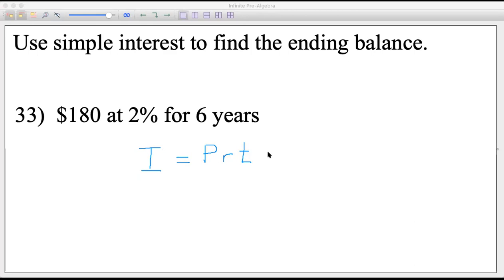I is for your interest. This was last night's homework. P is principal. Write it down. Trust me, you're going to want to write it down right now. You'll see why here in 30 seconds. R is your interest rate written as a decimal, times time in years. Does everybody have it written down? I won't be doing an example because this was the homework.